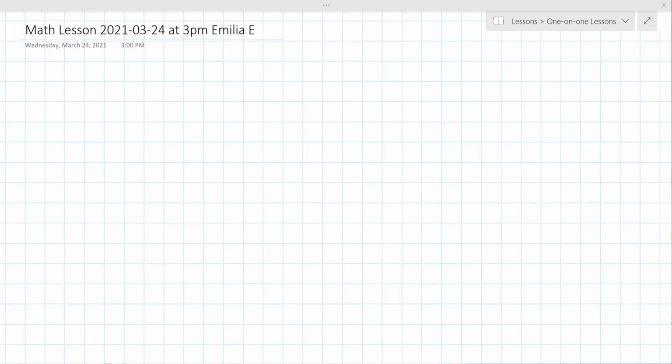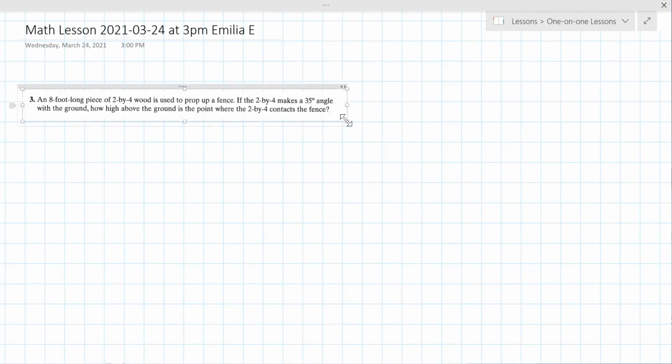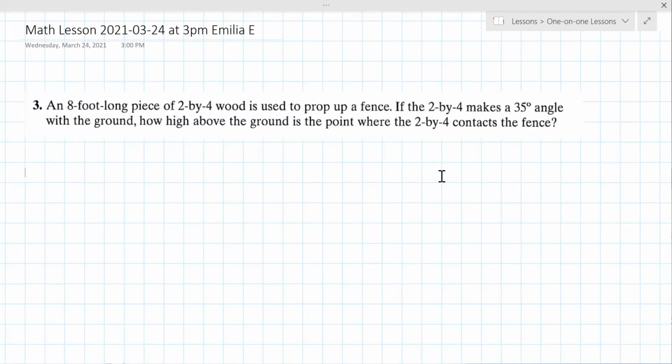Other things. So if you're seeing my screen, you should see the very first question, question 3. With these problems, no picture is given, and that is a key skill here: can you draw the picture? It says an 8-foot long piece of 2x4 wood is used to prop up a fence. If the 2x4 makes a 35-degree angle with the ground, how high above the ground is the point where the 2x4 contacts the fence? So these are all going to be right triangle problems.